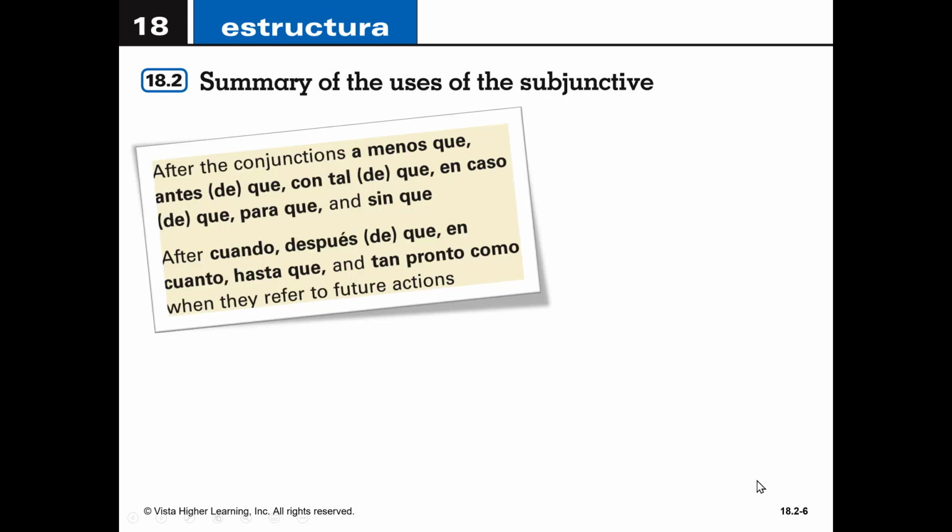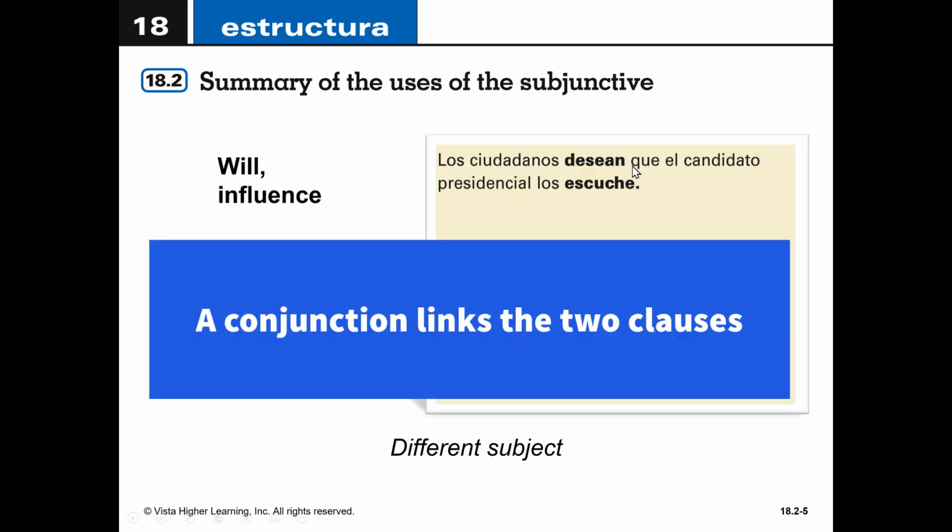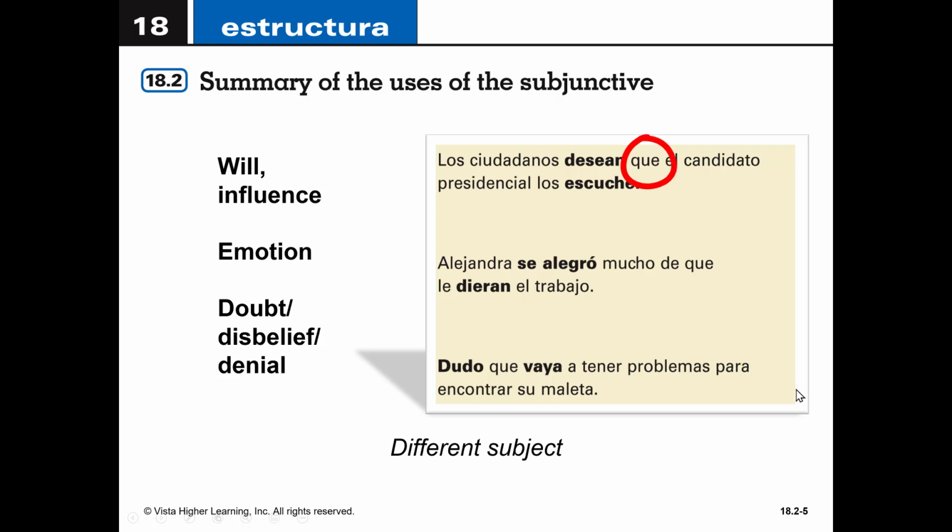Also, there are some conjunctions, and those are listed on the screen for you. A menos que, antes de que, con tal de que, en caso de que, para que, and sin que. Los ciudadanos desean, that's the first clause. El candidato presidencial los escuche, that's the subordinate clause. And they are linked by the word que. That is the conjunction. But it's not always going to be que.